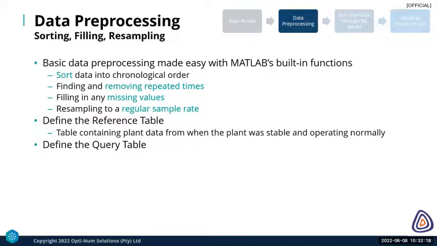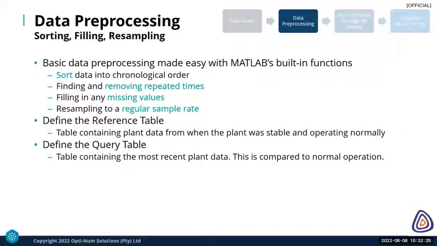Then the next thing that we defined through accessing the historical data was the query table. That was a table containing the most recent plant data. And ultimately what was done through the machine learning model was comparing the query table to our reference table and seeing if there was any substantial deviation. So comparing the new incoming data to data that we know is normal operation, and then making a decision on whether we're moving towards a trip or not.